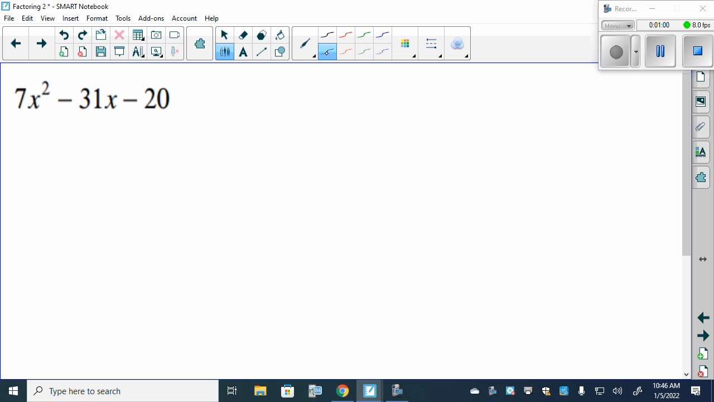So, when we look at this one here, is there a greatest common factor between 7x squared, 31x, and 20? No, because 7 and 20 are not divisible, and 7 is a prime number. It doesn't have any factors besides 1 and 7. So we can move on to step number 2, which is our 2 sets of parentheses with 3 spaces.